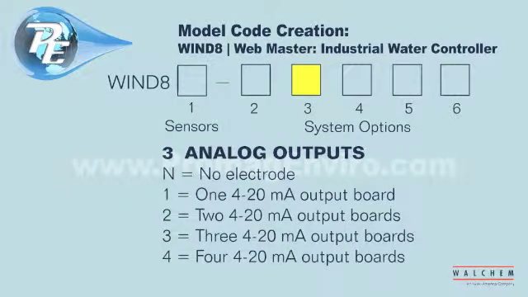The next selection is analog outputs. The letter N represents no electrode. The number 1 represents one 4 to 20 milliamp output board. The number 2 represents 2 4 to 20 milliamp output boards. The number 3 represents 3 4 to 20 milliamp output boards. And the number 4 represents 4 4 to 20 milliamp output boards.